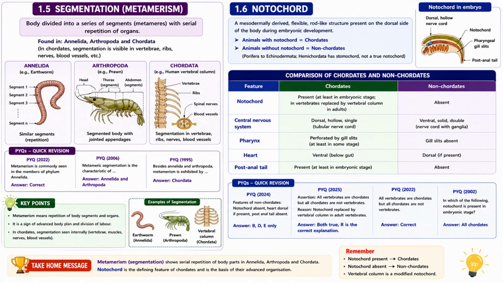Let's see one by one. Annelida, example earthworm. There are segments: segment 1, segment 2, segment 3, and it reaches up to the last segment. These are similar segments, and there is repetition of organs. Arthropoda, example prawn.